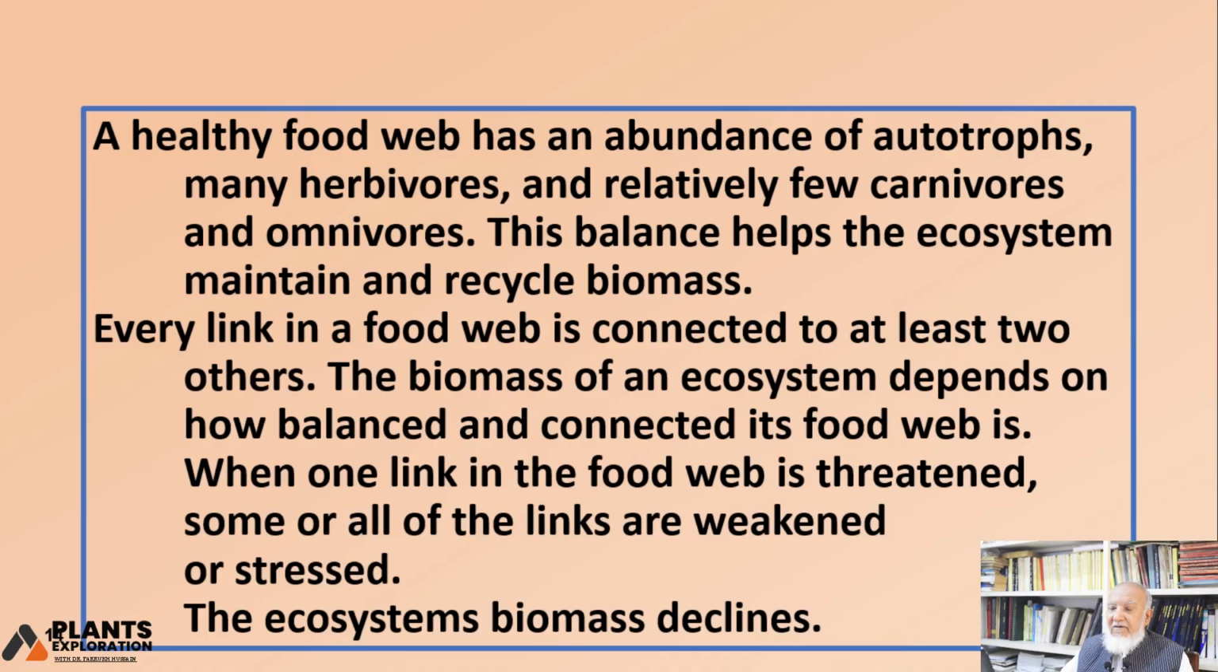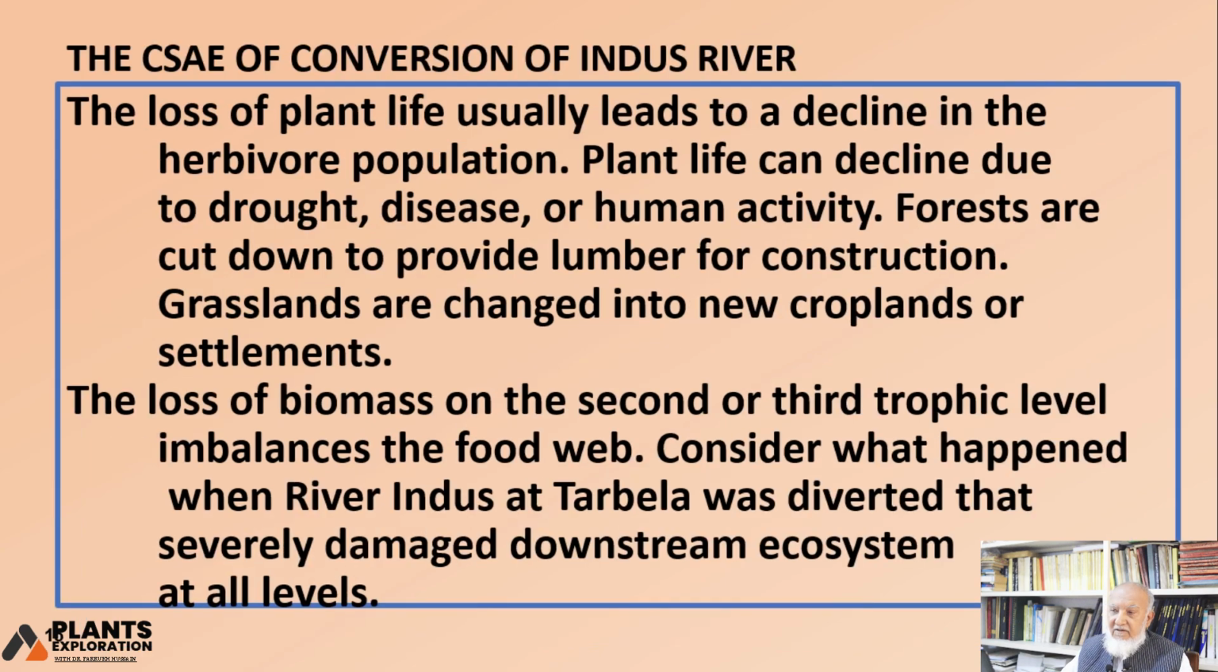I'll give you the case of an Indus River disturbance. The loss of plant life usually leads to a decline in the herbivore population. Plant life can decline due to drought, disease, or human activity. Forests are cut down to provide lumber or construction. Grasslands are changed into new croplands or settlements. The loss of biomass on the second and third trophic level imbalances the food webs.